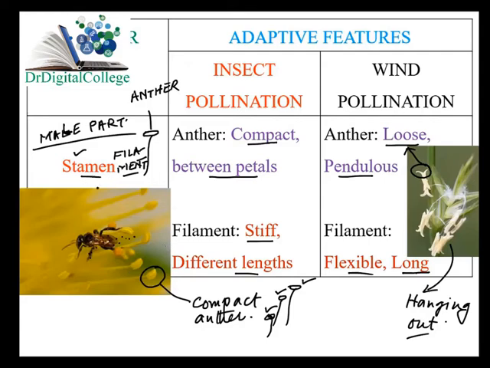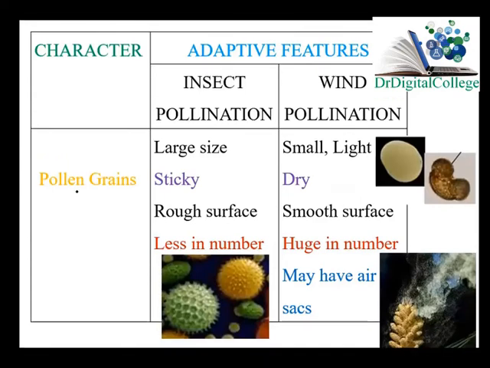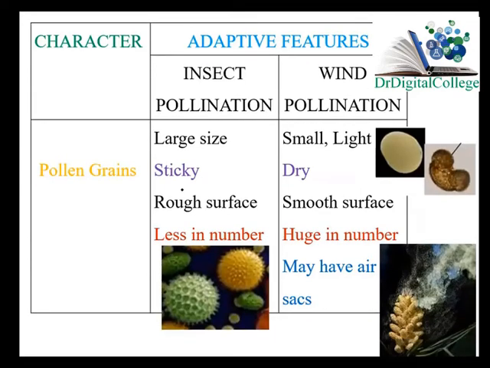Next, we will see what the adaptations of the pollen grains of insect and wind pollinating flowers are. So if you now look at the pollen grains which are produced by the male part, the pollen grains of insect pollinating flowers are large in size, sticky, have a rough surface, and are less in number.